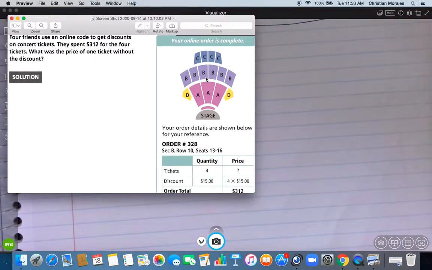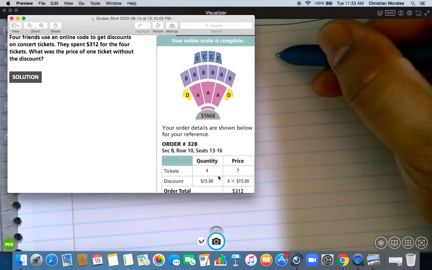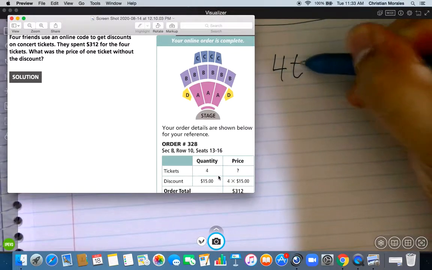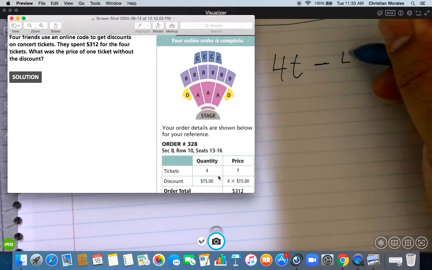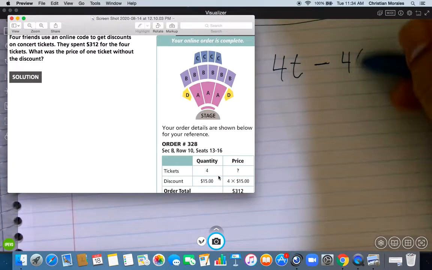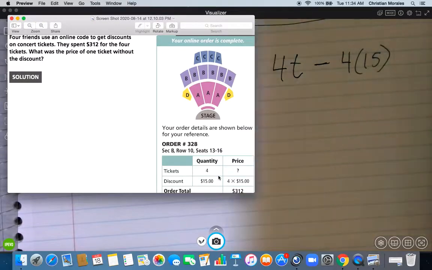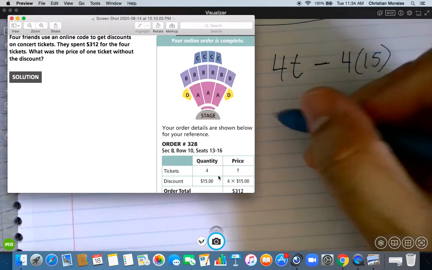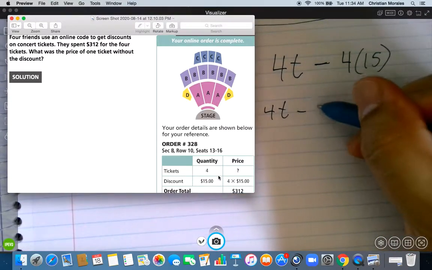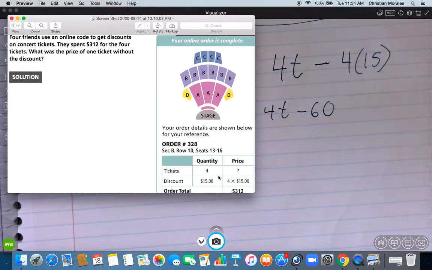So if we look at the information, it's all right here. We don't know the price. We know they get a discount. So when you get a discount, it's going to subtract. So here's what happens. Let me see right here. You're going to buy 4 tickets, 4T, but you're going to get 4 discounts. So I'm going to subtract 4 discounts. But how many discounts is it? Each discount is $15. So if I multiply this, that means they got $60 total off their purchase.